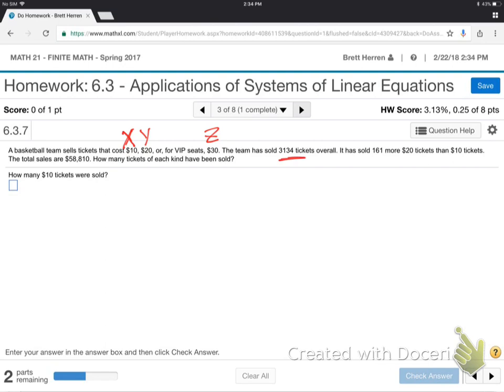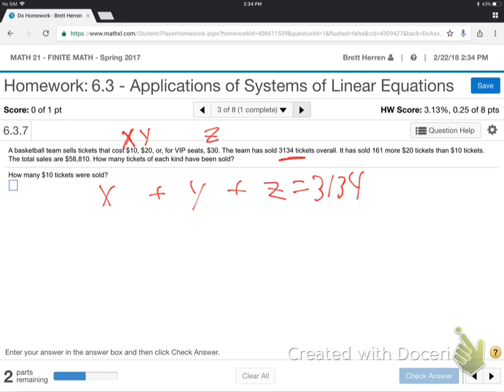Okay, 31, 34 total tickets. X plus Y plus Z, 31, 34. Good? That's just total tickets. That has nothing to do with the money or the cost of them. That's just total tickets, right? Just X plus Y plus Z, just like adding up the different vehicles for 260 vehicles in the first problem.